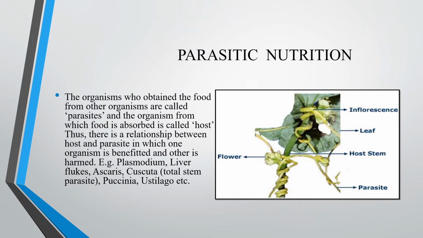Parasitic nutrition. For that also you already know very well. Best examples: head louse, bedbug. Here in this diagram Cuscuta is shown. It is a total stem parasite. The organism which depends on another organism is called a parasite. The organism from which the food is absorbed is called the host. There is a relationship between host and parasite in which the parasite is getting the benefit and the host is harmed. Examples: Plasmodium, liver fluke, Ascaris, and in our intestine even tapeworm.